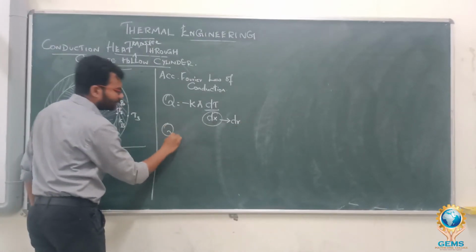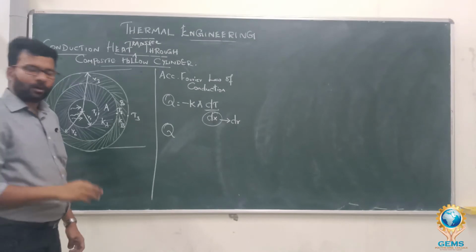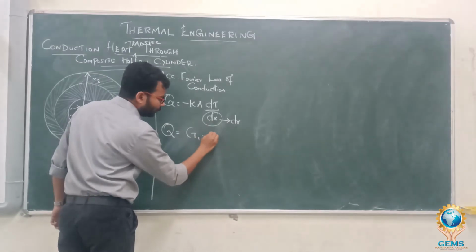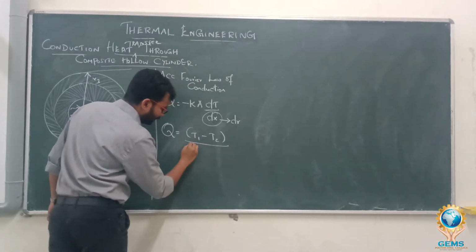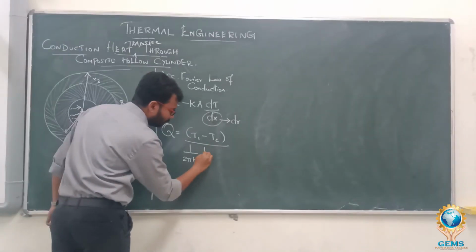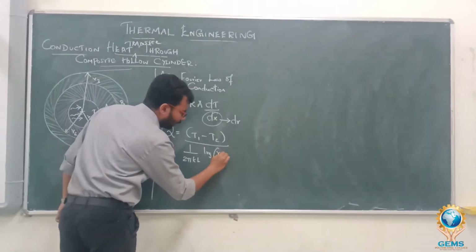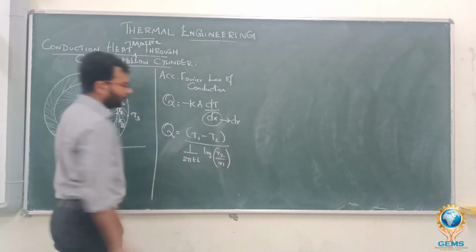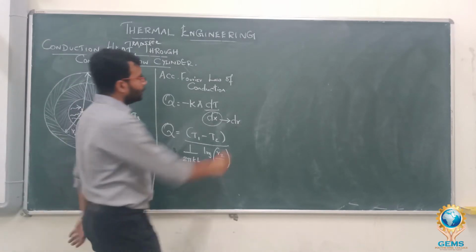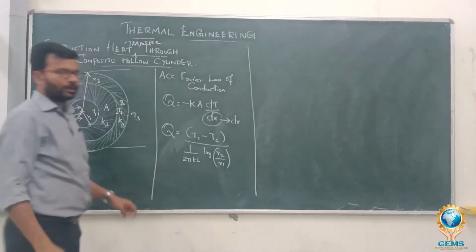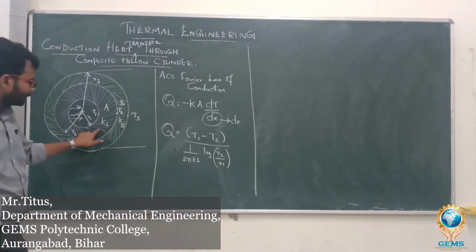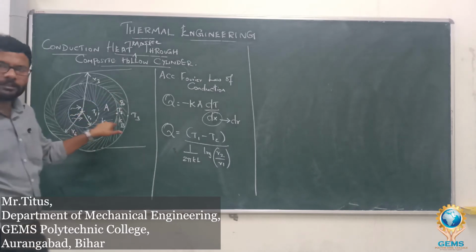In the previous class, for the normal plain hollow cylinder, we found that Q is equal to T1 minus T2 divided by 1 by 2 pi K L of log of R2 by R1. This formula is for the normal hollow cylinder. Now we are going to find it for this composite cylinder, which comprises two layers. The first layer is A and the second layer is B.